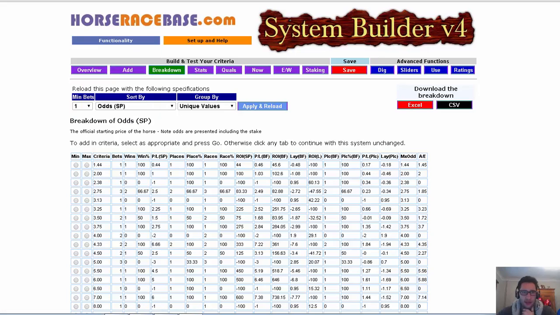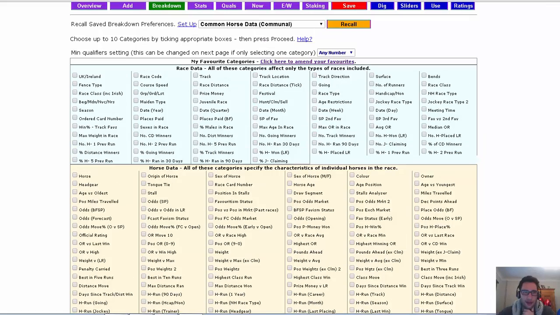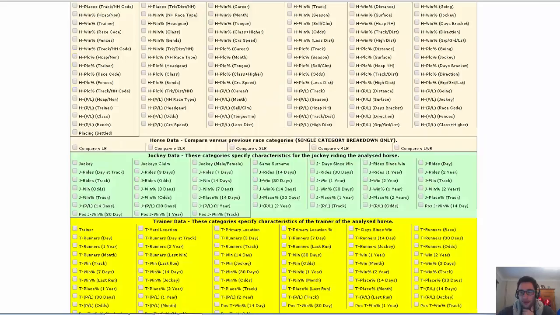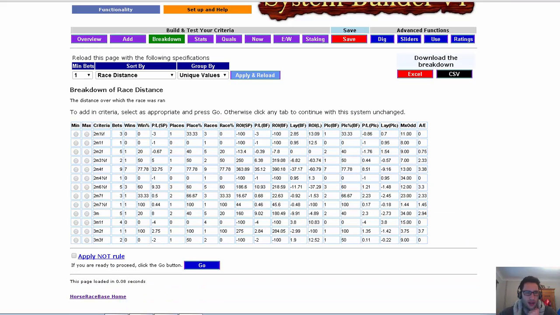We did see with his distance stats with his handicap hurdle debutants, so it'd be interesting to see if there are anything worth note of distance. No, not really, not with these types.